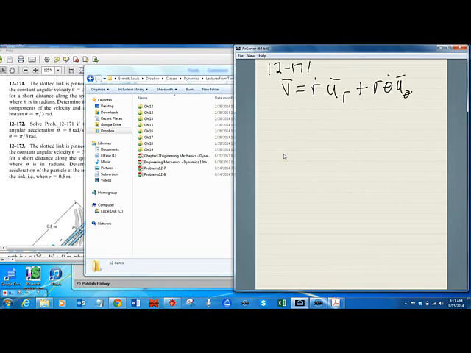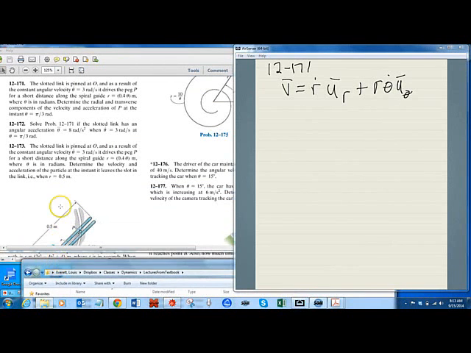Okay. Let's see if I can plug in. Let's go back to the problem and see what it says. Okay, theta dot. Theta dot's 3. I got that one. It says that r equals 0.4 theta. Can I find r? How? How are you going to find theta? Yeah, it's given, pi over 3. Okay, so this is 0.4 pi over 3.